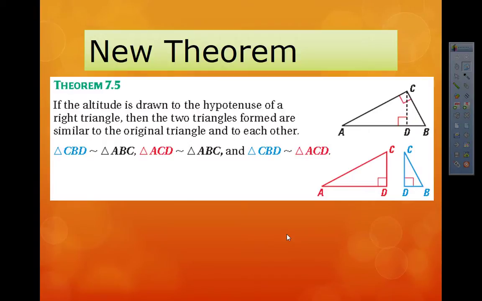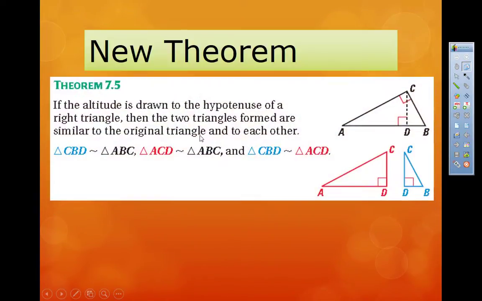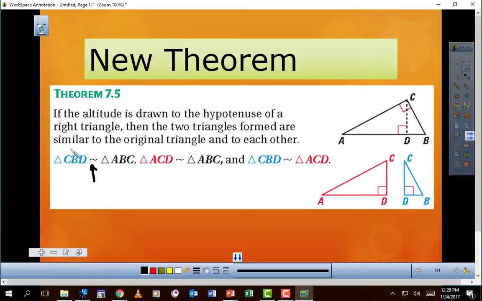Okay, so this is a tricky diagram here for some students, and the problems that we're going to have are going to be a little bit tricky. So this theorem says if the altitude is drawn to the hypotenuse of a right triangle, then the two triangles formed are similar to the original triangle and to each other. So there's a symbol that we use in geometry that means similar. Let's see if I can get my pen to work. This symbol means similar.